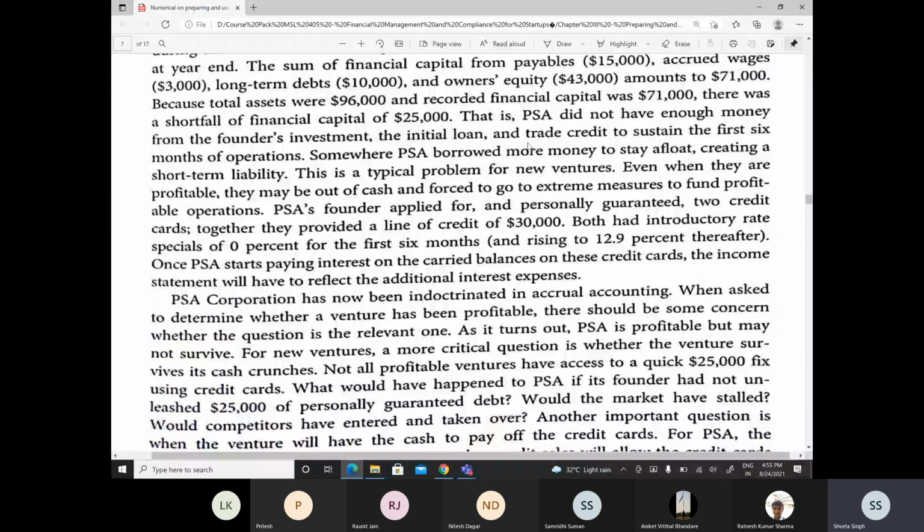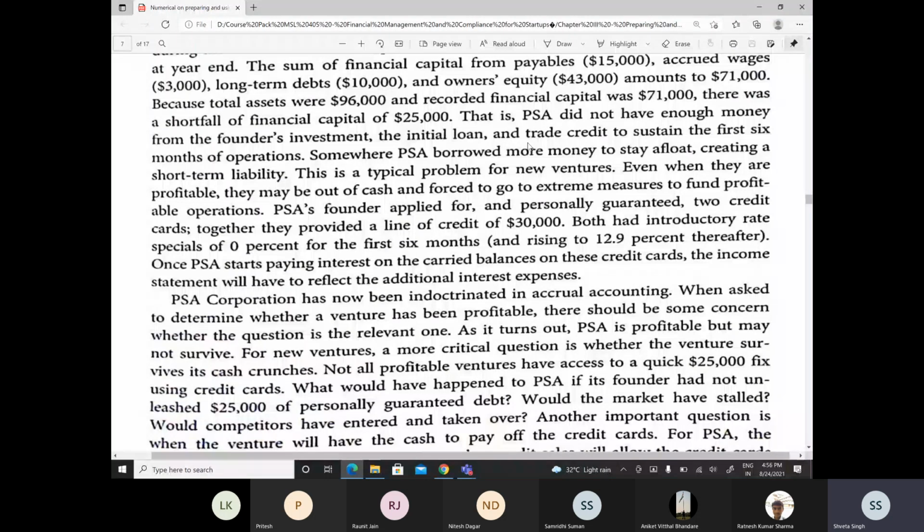Somewhere, PSA borrowed more money to stay afloat, creating a short-term liability. This means somewhere PSA has borrowed money. This is a typical problem for new ventures. Even when they are profitable, they may be out of cash and forced to go to extreme measures to fund profitable operations. As I told you, you can see the profit there, but you can see that the company is out of cash. PSA's founder applied for and personally guaranteed 2 credit cards.